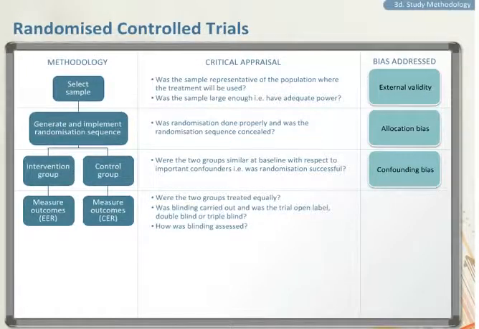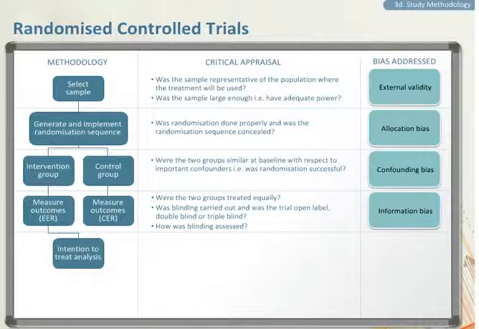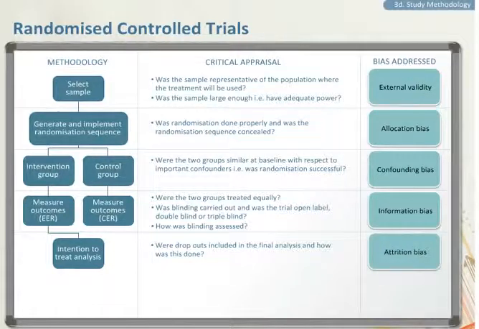Was blinding carried out? And was the trial open label, double blind, or triple blind? How was blinding assessed? This minimizes information bias. Then, identify how you will account for dropouts. Ask yourself, were dropouts included in the final analysis, and how was this done? This is to minimize attrition bias.